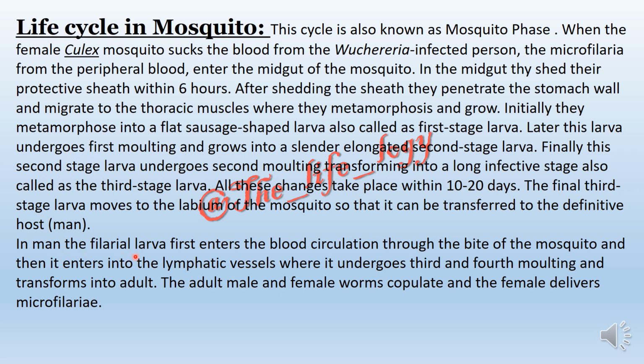In man, the filarial larva first enters the blood circulation through the bite of the mosquito, and then it enters the lymphatic vessels, where it undergoes third and fourth molting and transforms into an adult. The adult male and female worms copulate, and the female delivers the microfilariae, and again the cycle continues, right?